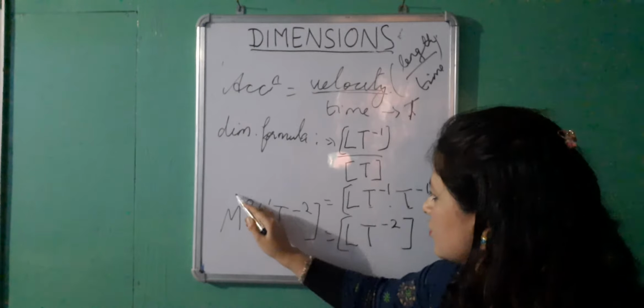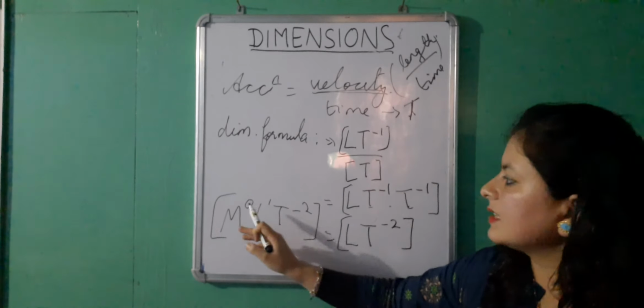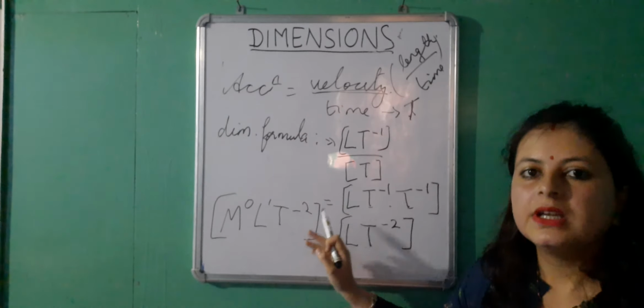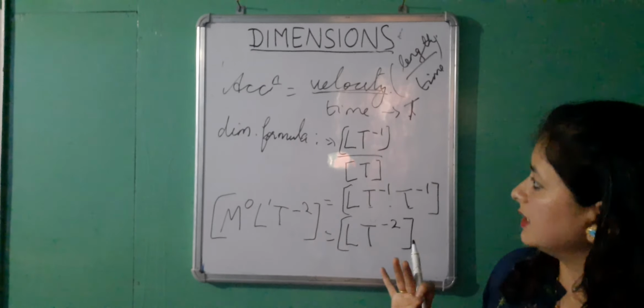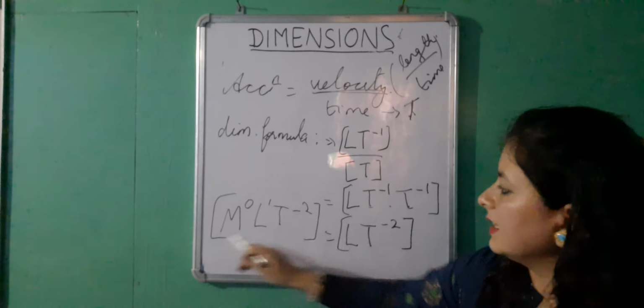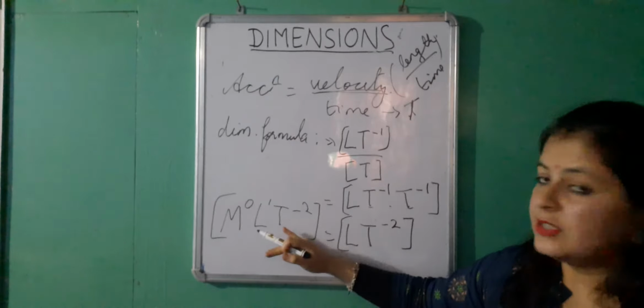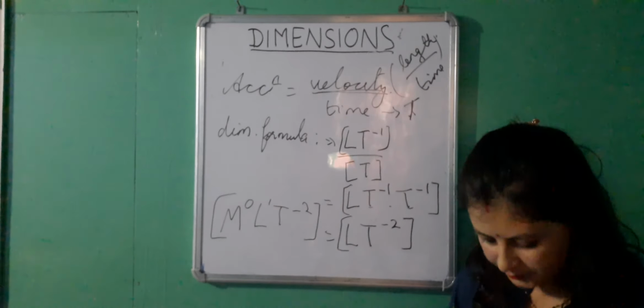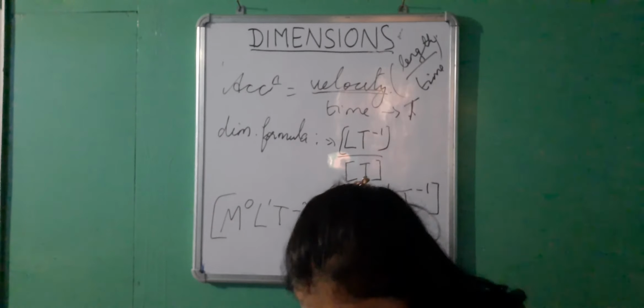So if you are asked to write down the dimensions of acceleration, the dimensions are 0, 1 and minus 2. If you are asked to write down the dimensional formula for this acceleration, the formula is here on the board. M to the power 0, L to the power 1, t to the power minus 2. This was your first example for numericals.